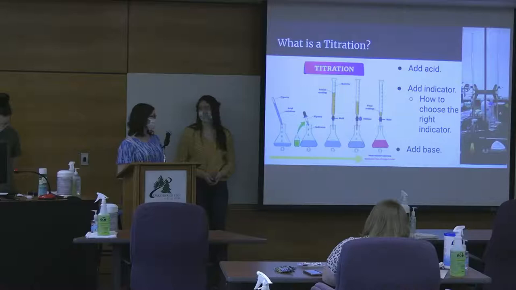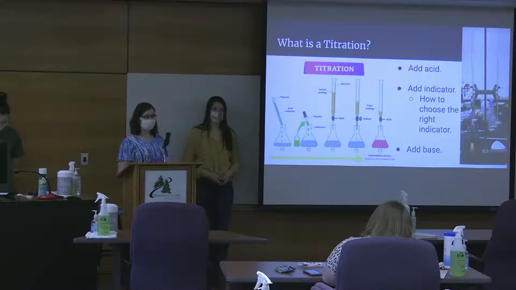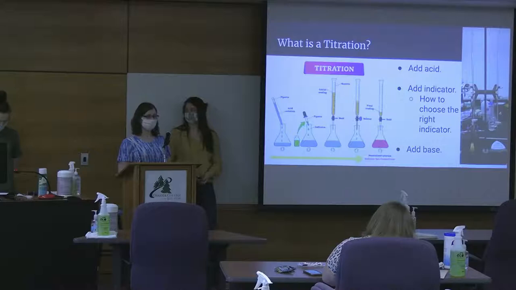Once our reaction is complete, then we have to add an indicator. We have to make sure that the indicator will show us when our solution is neutral. So we have to pick one that will change color when the solution is at a pH of 7. After the indicator is added, then we start to slowly add our base. Once the solution changes color, we know that it is neutral and our reaction is complete.